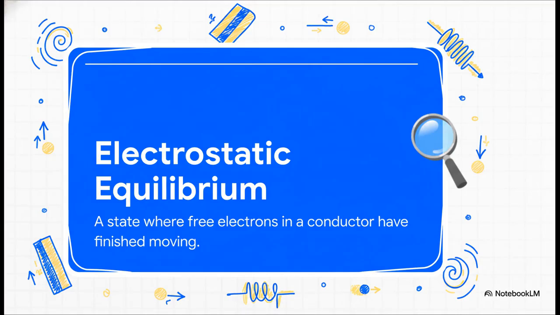Let's start with a really core idea, electrostatic equilibrium. Now, I know it sounds super complicated, but it's not. Just imagine a crowded room where everyone's shuffling around trying to find a good spot. Electrostatic equilibrium is just what happens when everyone has finally stopped moving. Inside a conductor, it's that moment when all the free electrons have settled down, perfectly balanced by all the forces pushing and pulling on them.